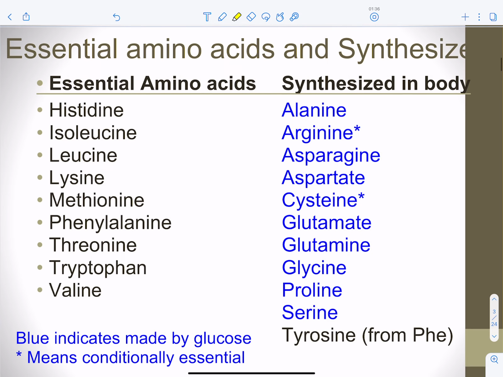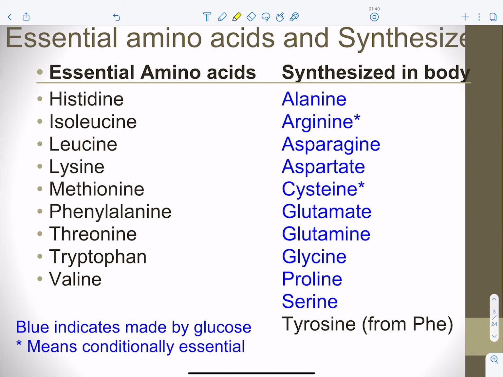So we have essential amino acids and non-essential amino acids. The non-essential amino acids are, of course, synthesized in your body, which means we have enzymes and mechanisms to make them. The essential amino acids, we do not have enzymes to make. There are some conditionally essential ones. For example, cysteine comes from methionine, so if you have a deficiency of methionine, then cysteine is going to become essential.